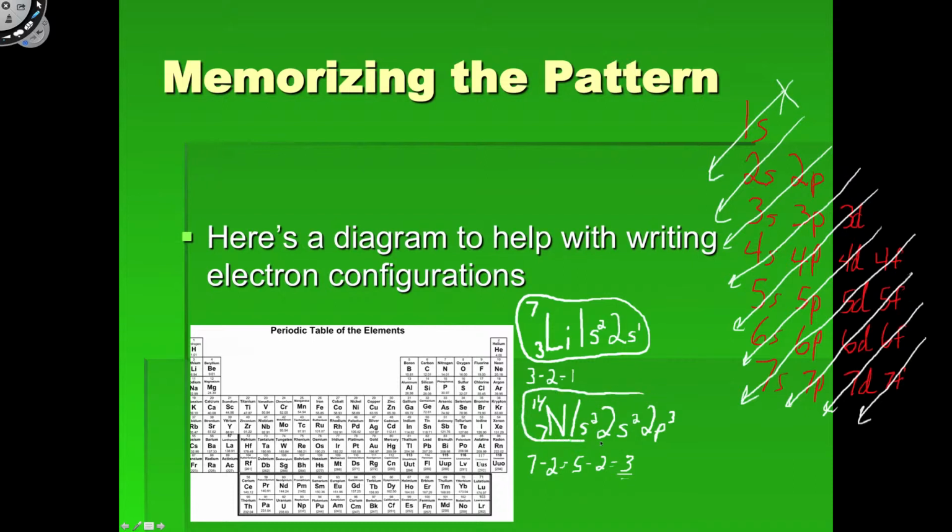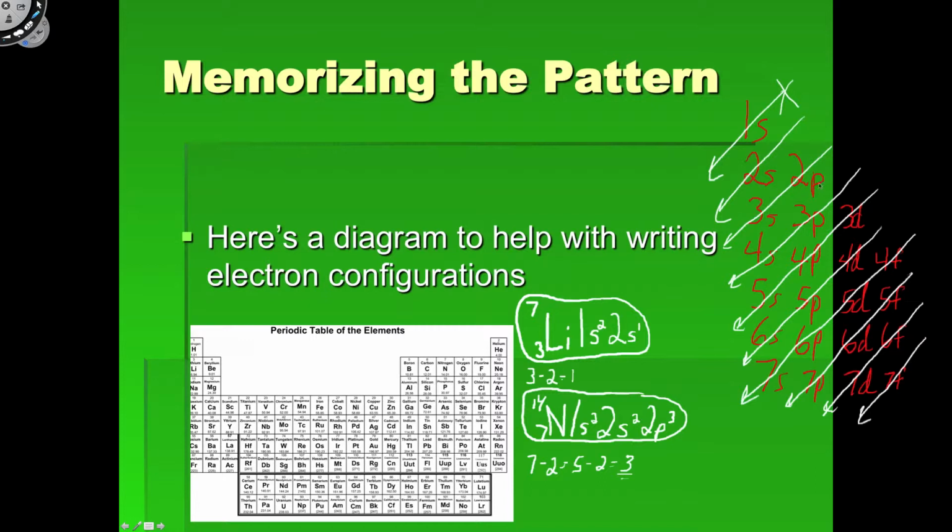Do the exponents add up to 7? I think they do. 3, 2, and 2. That gives me 7. There's your electron configuration for nitrogen. So it's really straightforward. It's really repetitive. And the only reason it would get hard is if you have to go way down here.